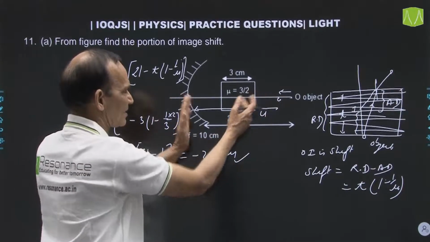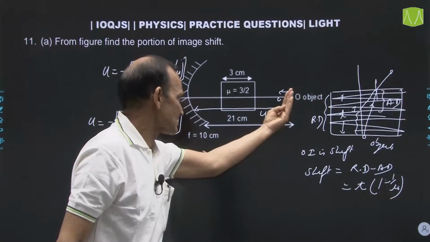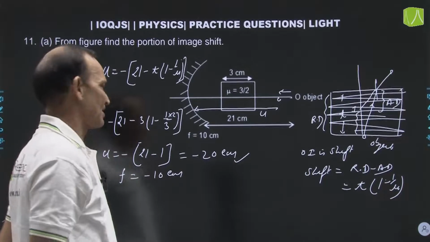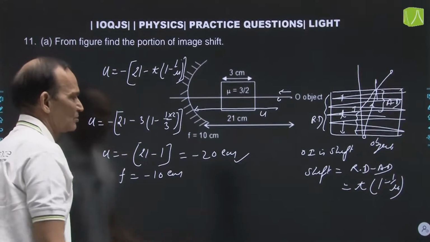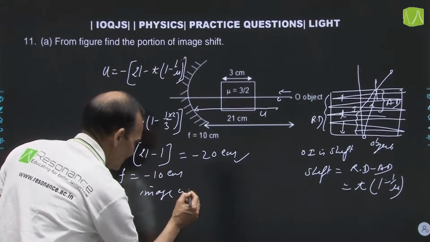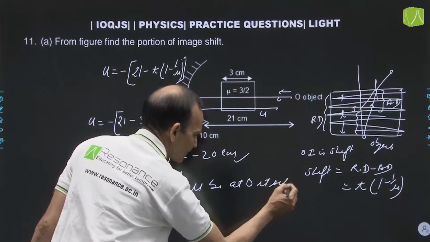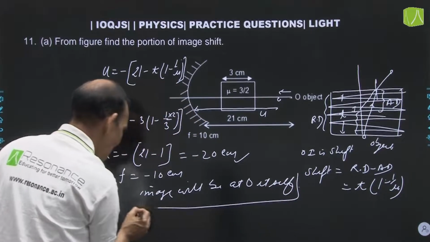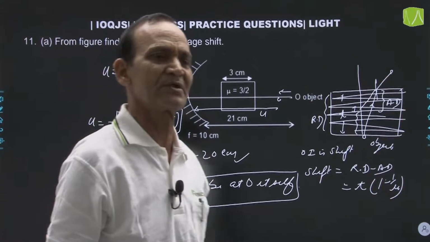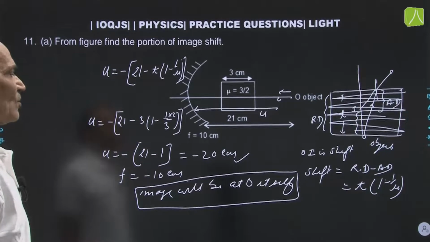Actually it is at 21 centimeter, but due to the presence of this slab, the distance decreases by 1 centimeter. Means we can suppose the object will be at a distance of 20 centimeter. Means it is placed at C, so the image must be at C. Means the image will be at O itself. That's the answer. We can also find it this way: F is minus 10, U is equal to minus 20. We can find the value of V. That will be minus 20. Okay, so this is the answer of A part of question number 11.